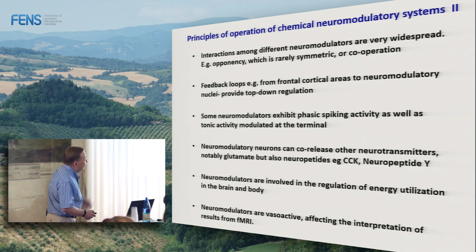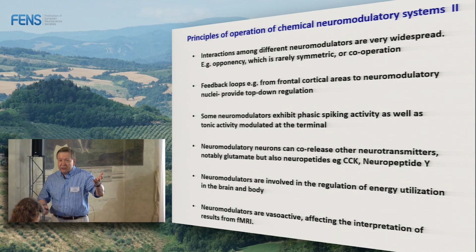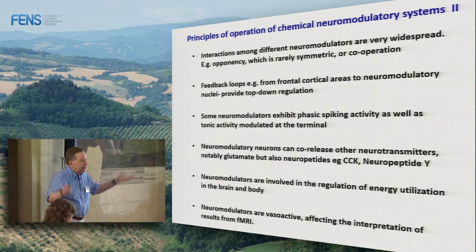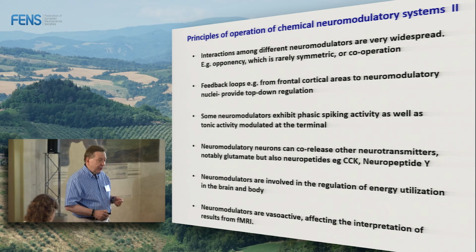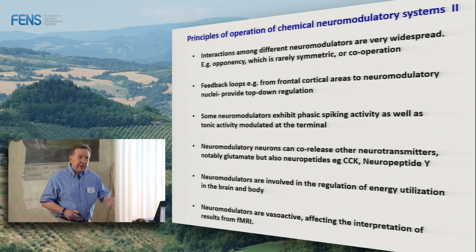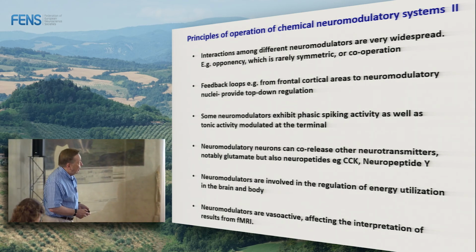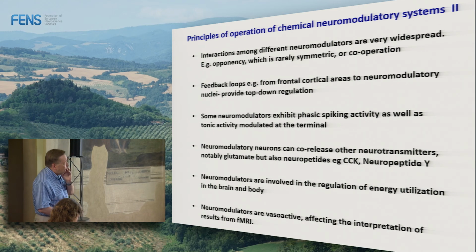Then interactions, opponency, but it's rarely symmetric and there's often cooperation, so nothing is simple, although everything interacts. Feedback loops, I mentioned, from top down to these nuclei provide top-down regulation, which of course will be included in high-order information processing regulation of those systems. We've got spiking, phasic spiking and tonic activity. There's co-release with other transmitters, glutamate, but also peptides.